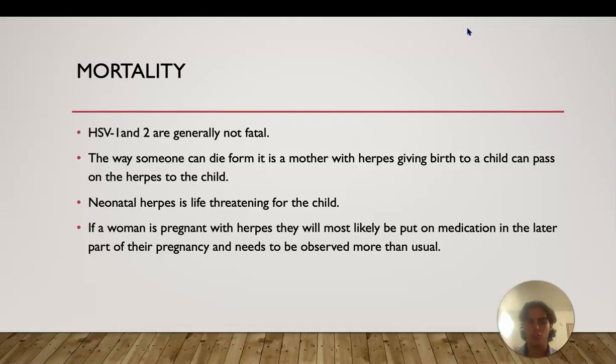So, the mortality. HSV1 and 2 are generally not fatal. But when a mother has herpes and is pregnant, she can pass the herpes on to the child, before or after delivery. If a child gets herpes, it's called neonatal herpes and is life-threatening for the child. But it is treatable. Women who are pregnant need to go on medication, and they would have to be observed more than usual during their pregnancy.